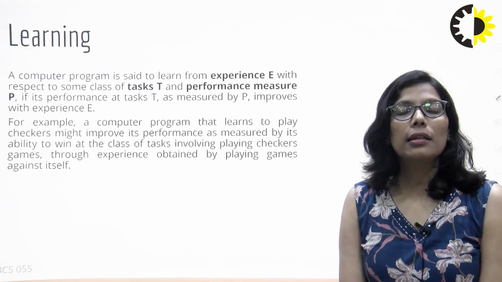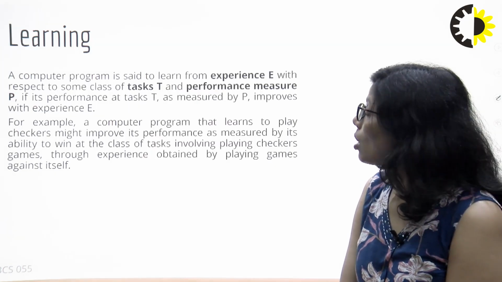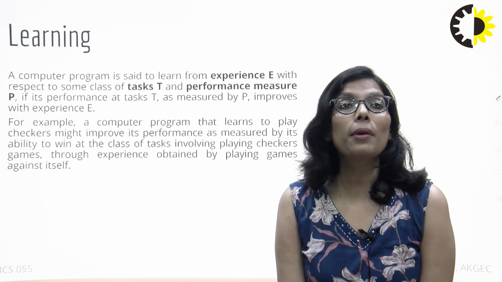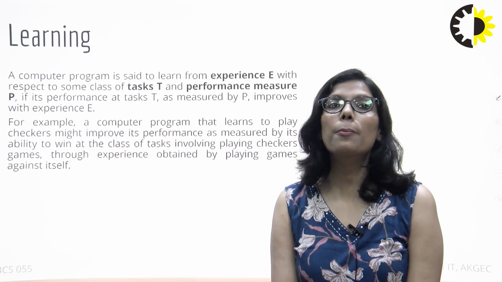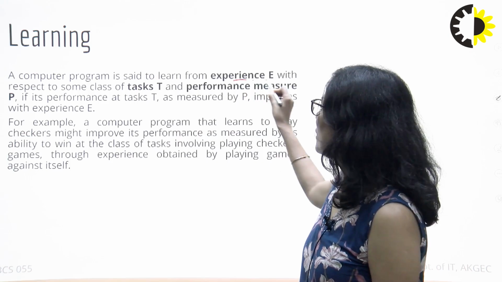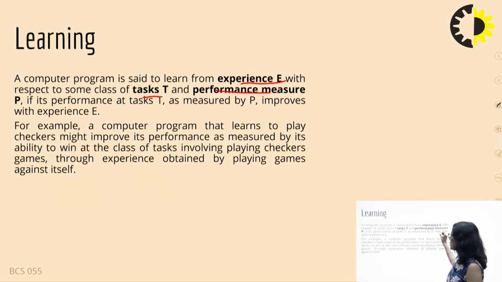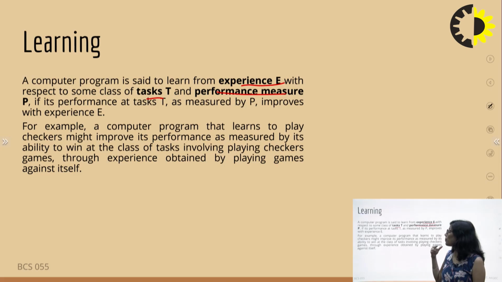So basically, what is learning? A computer program is said to learn from experience E with respect to some class of tasks T and performance measure P. So there are these three terms: experience, task, and performance measure. If a computer program improves its performance measure, depicted by P, with experience E, we can say the computer program is learning. We want our computer program's performance to increase over time with experience. As we provide more and more data to our computers, we want them to learn more and more and improve their performance measure.